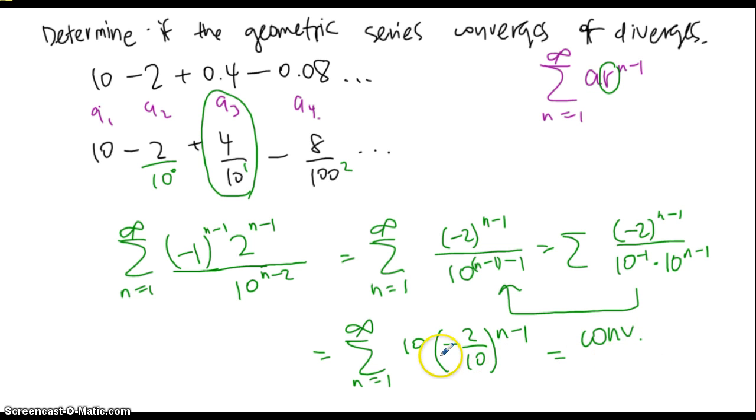It converges to the first term, which again I'm going to look here, 10 over 1 minus the common ratio, right? So it converges to 10 over 6/5. So 50 over 6.